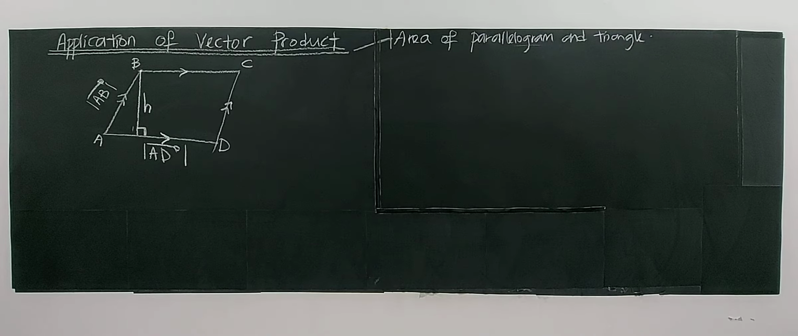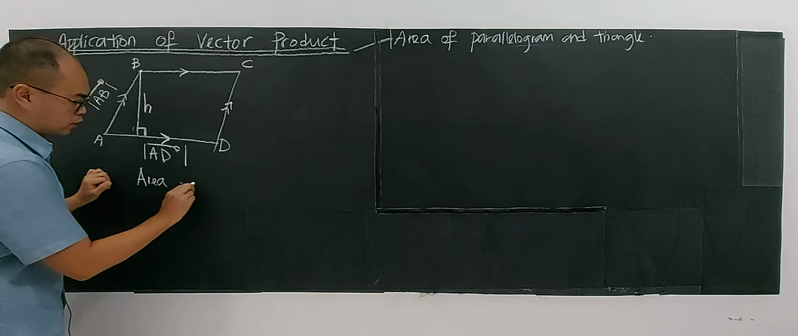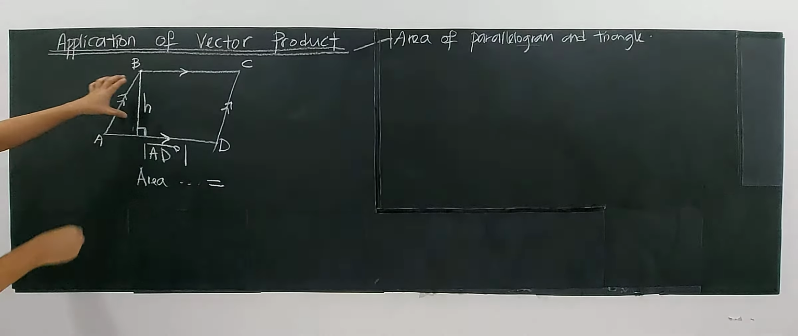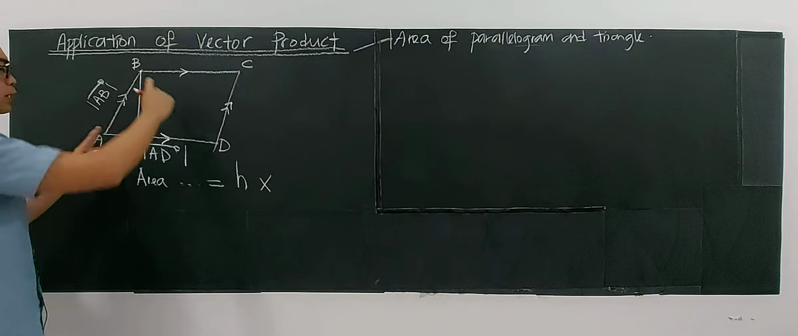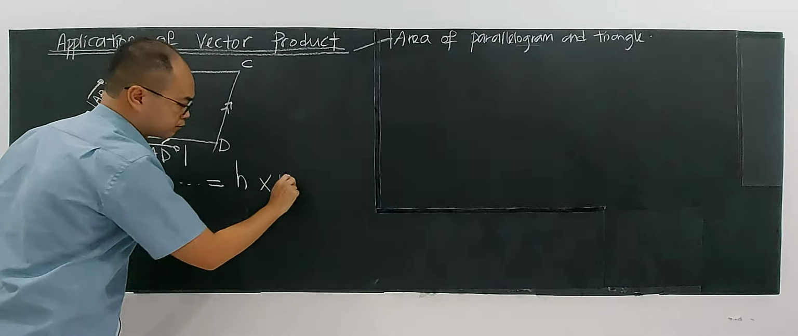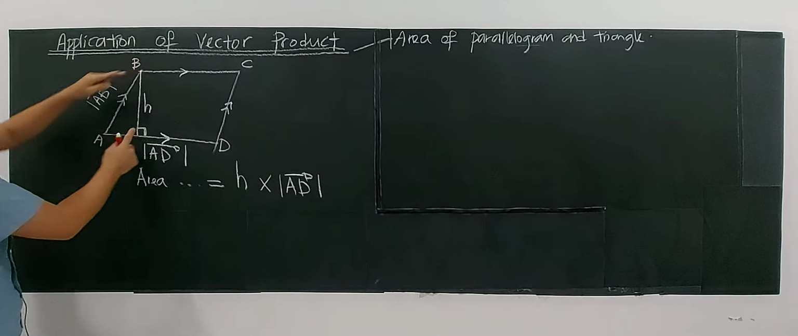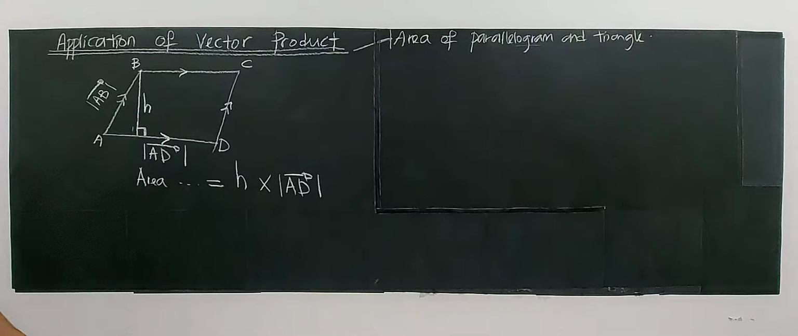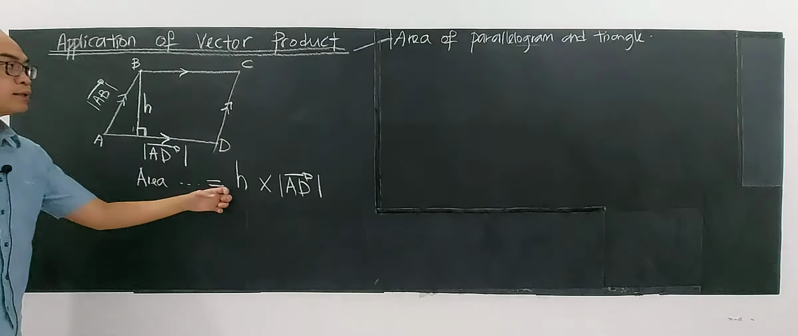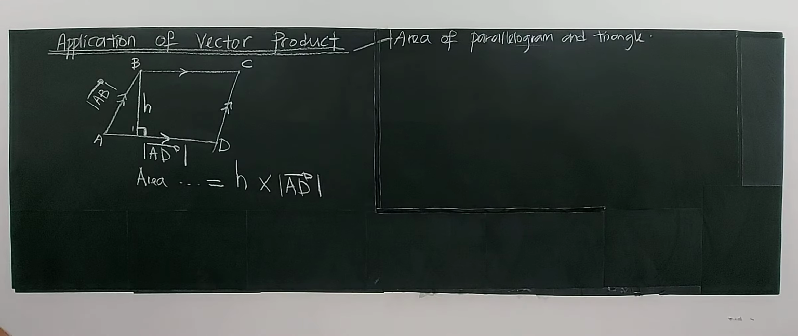Now, to find the area of the parallelogram, it's the same as taking the height multiplied by the length of the base. This is the formula that you learned during your school days. Then you can get the area of the parallelogram. But now I'm going to relate this to the vector product, and how to use the vector product in finding the area of a parallelogram.